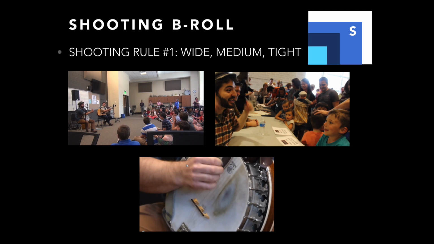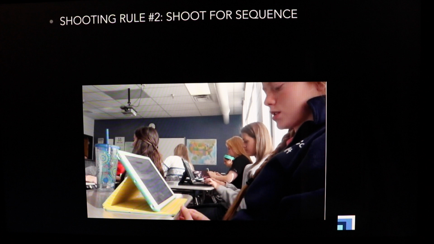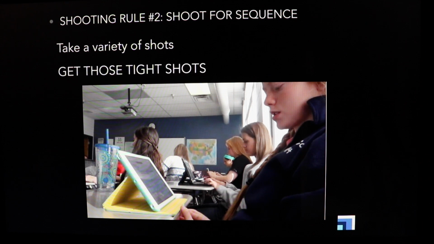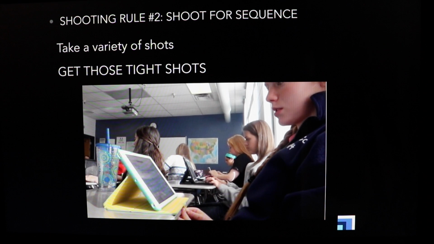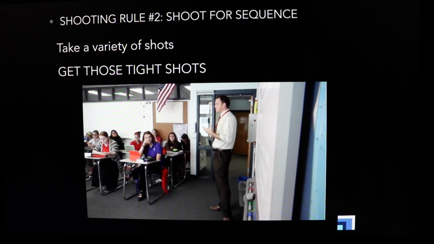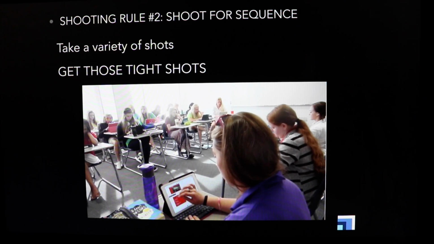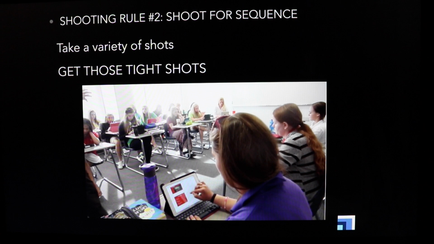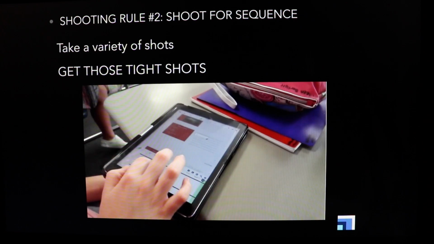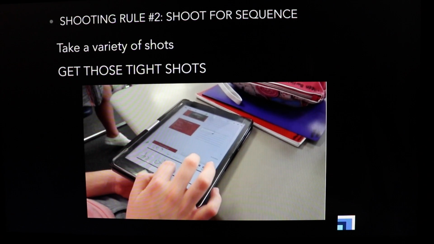Let's look at how this is put into a sequence. You'll want to take a variety of shots because you're going to have to sequence them in your B-roll sequences with 3 or 4 shots back to back to back, and you want to get those tight shots. Take a look here. There's our wide shot at the beginning, then our medium shot, and then our tight shot here, creating a sequence of 3 shots that really takes us into the classroom here for this teacher profile.